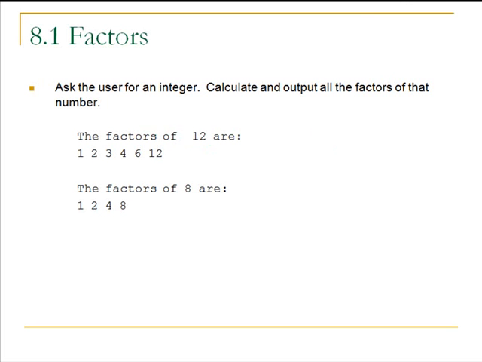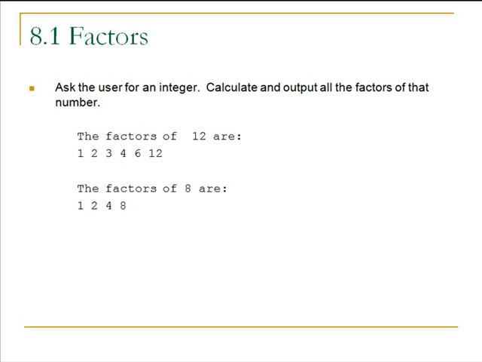Let's have a look at this spec now. Ask the user for an integer. Calculate and output all of the factors of that number. So here's what we want the program to output. Suppose the user entered 12. The factors of 12 are 1, 2, 3, 4, 6, and 12. These are the numbers that divide evenly into the number 12. The factors of 8 are 1, 2, 4, 8.